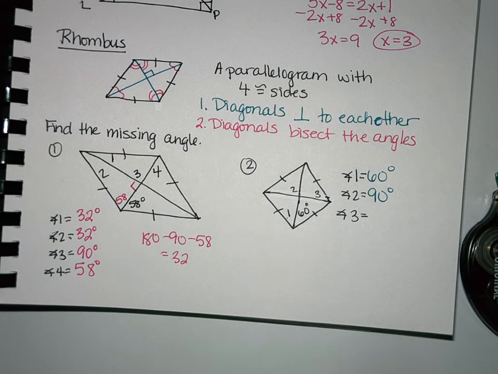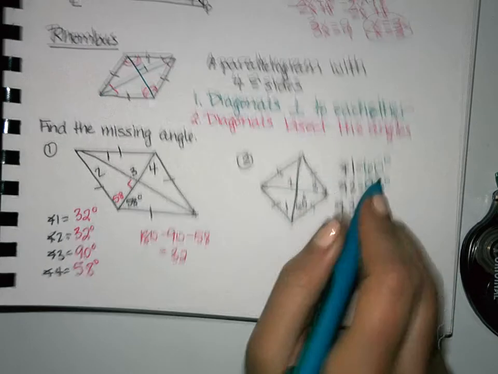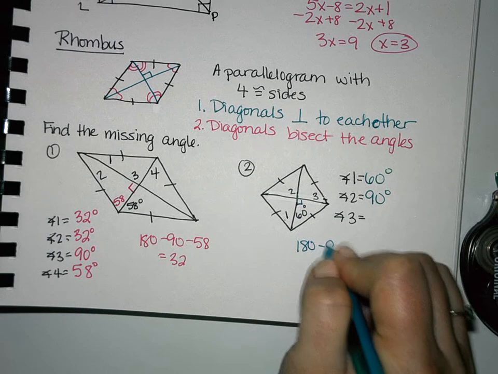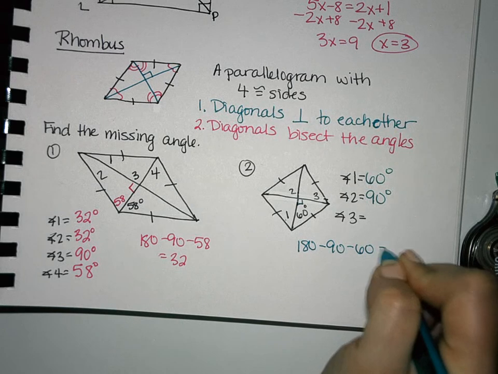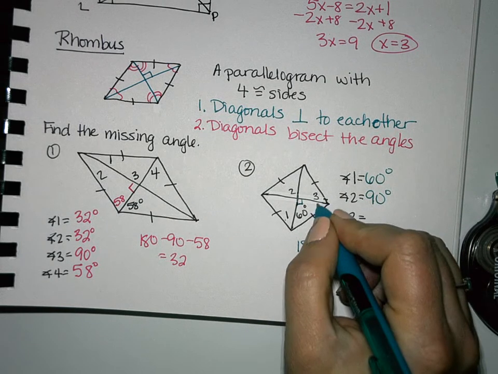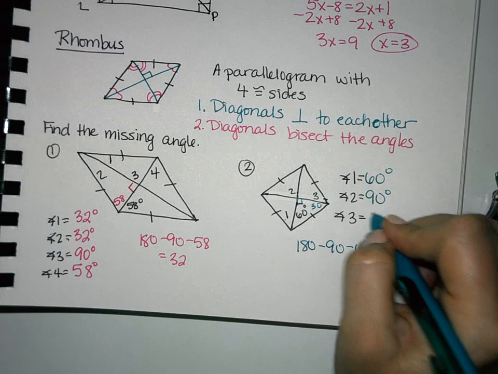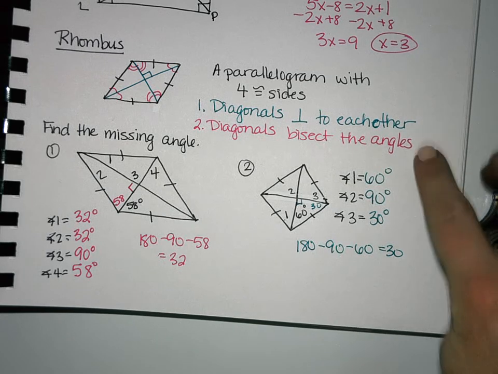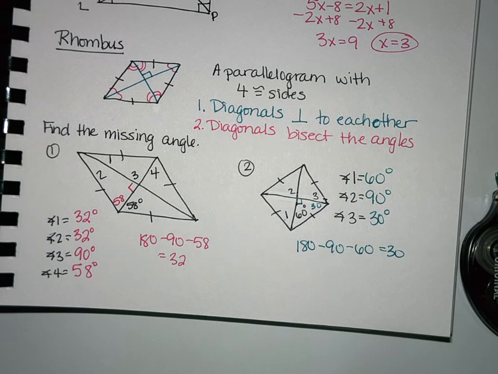So what about angle 3? 30. How'd you get 30? 180 minus 90 minus 60. Okay, so if we use the fact that all of these angles in the middle are 90, 180 minus 90 minus 60, we get 30. And we know that this angle here and angle 3 are the same, so angle 3 would also have to be 30. This is what you're going to be doing with the rhombus problems. You're going to be finding missing angles utilizing these two properties along with the 4 that we did yesterday with parallelograms.